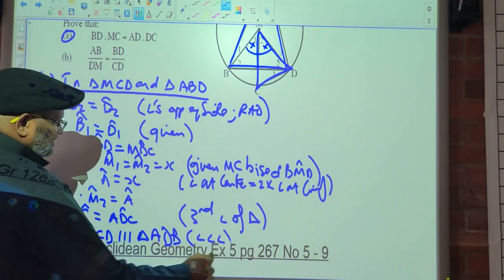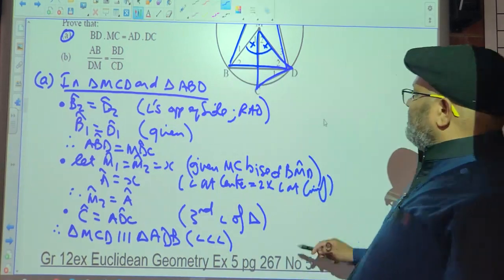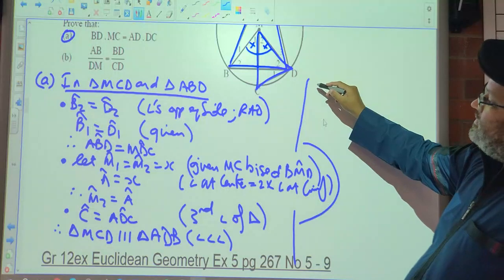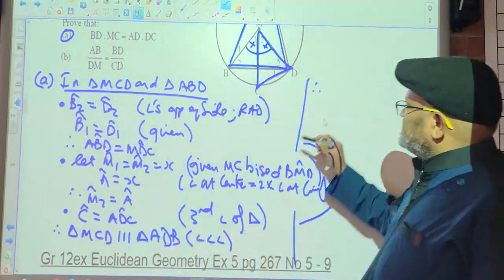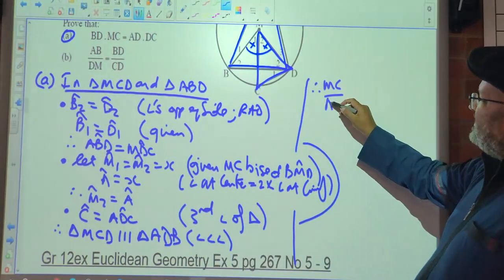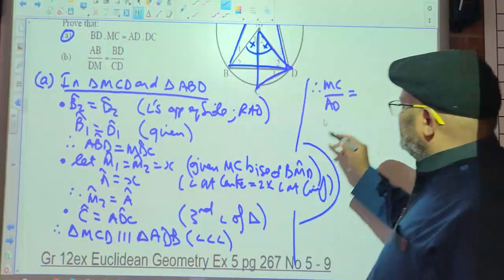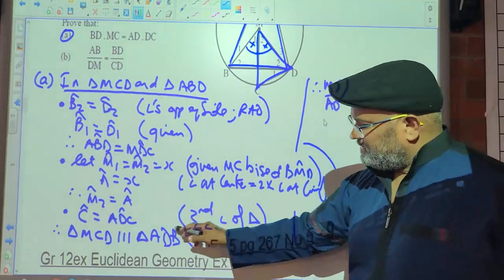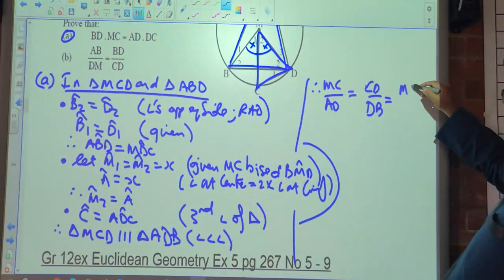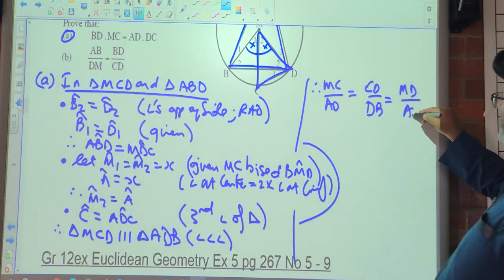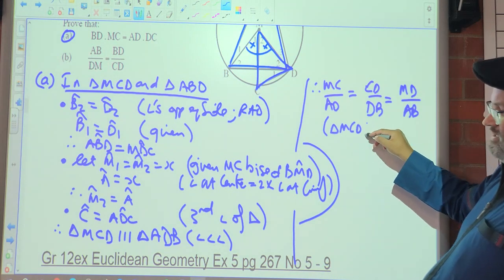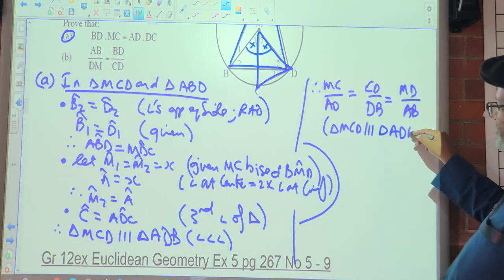Why? Angle, angle, angle. So with that, now I have enough to go with the fact that, therefore, MC over AD equals CD over DB equals MD over AB. Why? Because triangle MCD is similar to triangle ADB.